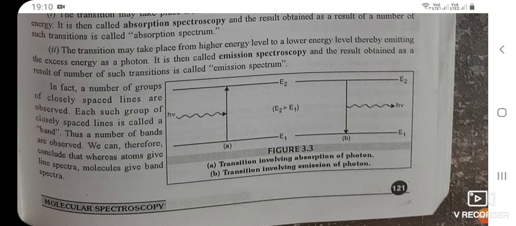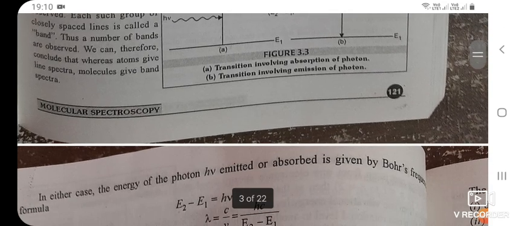Each such group of closely spaced lines is called a band. Thus, a number of bands are observed. We can therefore conclude that whereas atoms give line spectra, molecules give band spectra.